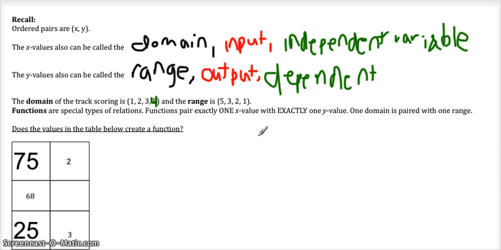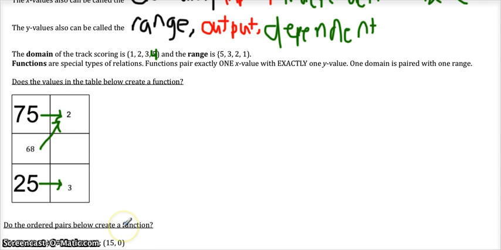Now here's what we're starting that's new: functions. Functions are special types of relations. Functions pair exactly one x value with exactly one y value. One domain is paired with one range. So take a look down here, and we are going to fill in some of this. I'm filling it in; you have it on your notes. The 75 is paired with the 2. The 68 is paired with the 2, and the 25 is paired with a 3.